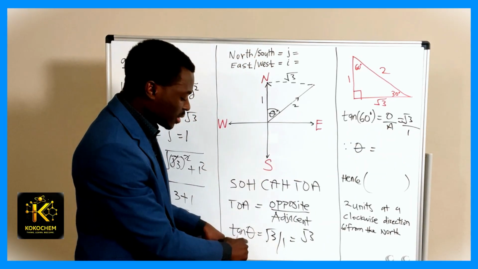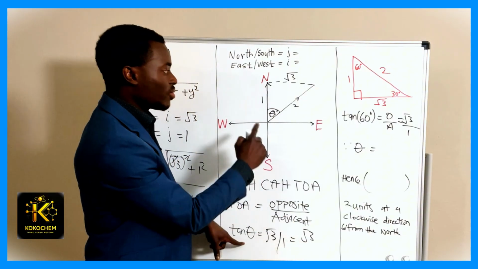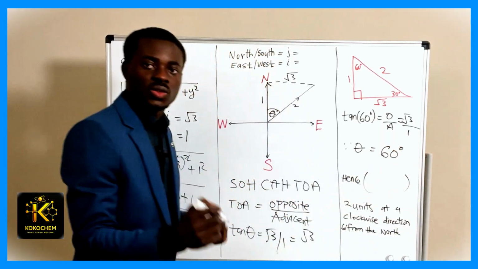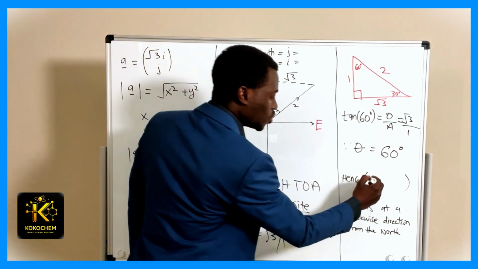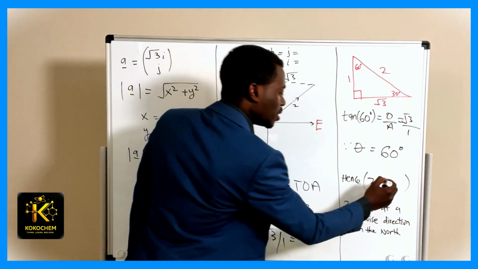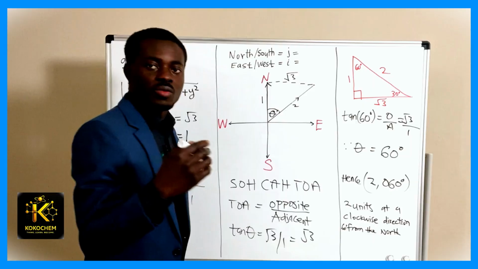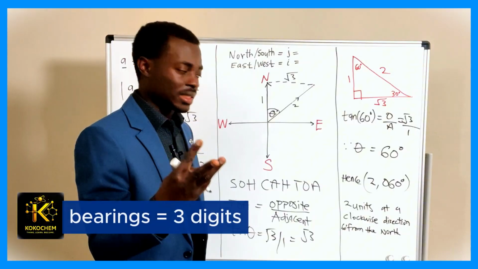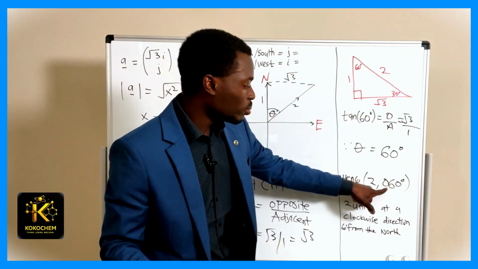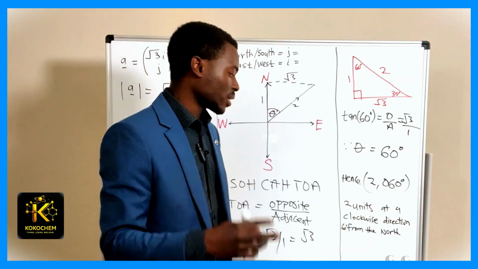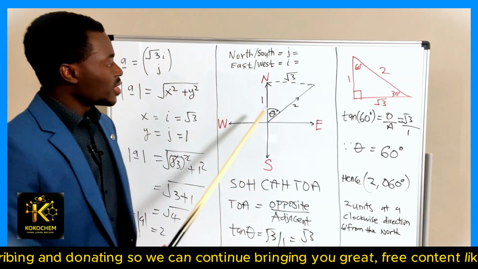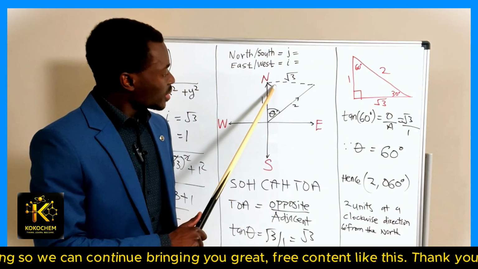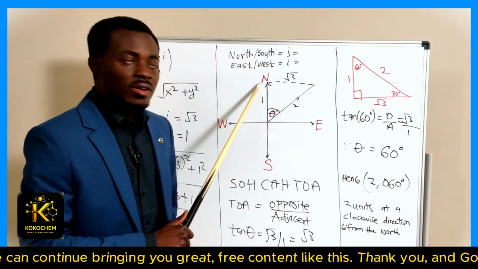That means tan theta being equal to root 3 from the Cartesian plane tells us that theta is equal to 60 degrees. So the answer for this question will be 2, which is the magnitude, comma, 060 degrees. We say 060 degrees because bearing should be written in 3 digits. 60 is 2 digits, so if you put 0 in front of 60, you have 3 digits. It simply means that vector A is 2 units in a clockwise direction, 60 degrees from the north.